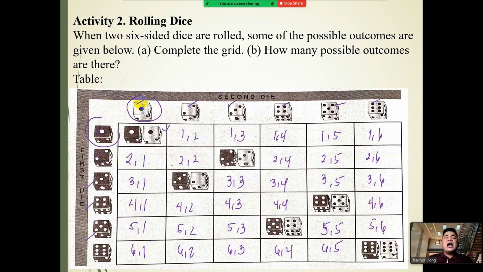Now, how can we easily know the answer if the question is how many? When we say how many, we're just getting the number of possible outcomes. You can count them one by one. In this case, we have 6, 6, 6, 6, 6, 6. If we add them up, we have 36 possible outcomes.